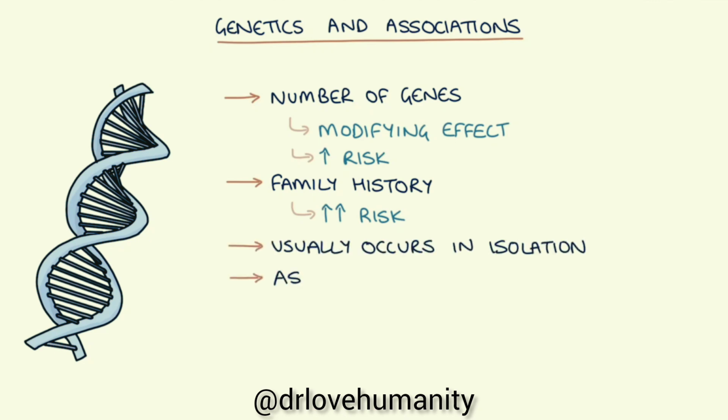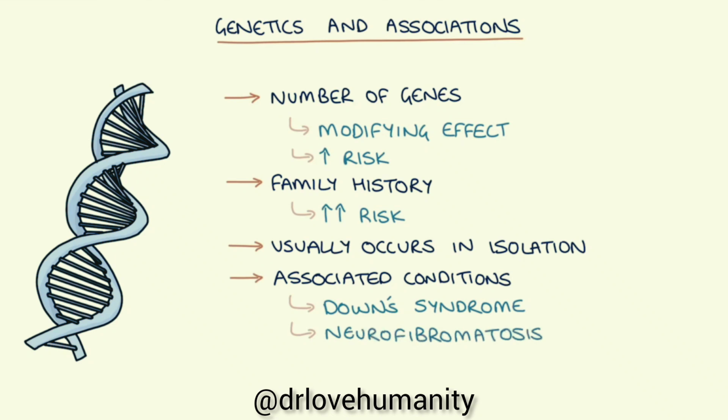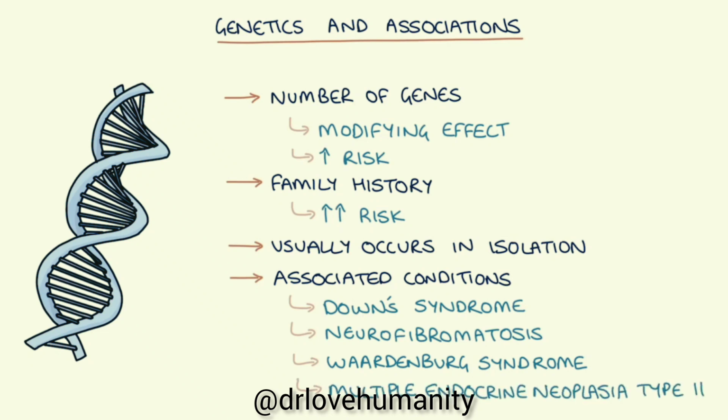However, it is associated with a number of other syndromes, including Down syndrome, neurofibromatosis, Waardenburg syndrome, which is a genetic condition that causes pale blue eyes, hearing loss, and patches of white hair and skin, and multiple endocrine neoplasia type 2.